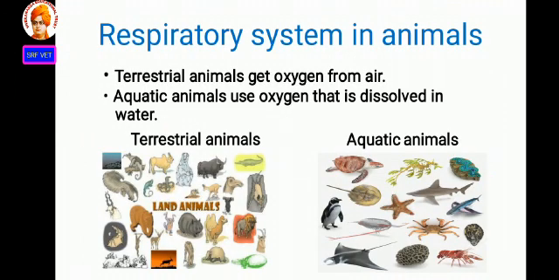Next one, respiratory system in animals. Different kinds of animals have different kinds of respiratory systems to obtain oxygen. For example, terrestrial animals get oxygen from air, while aquatic animals use oxygen that is dissolved in water. Okay, so let us see one by one.